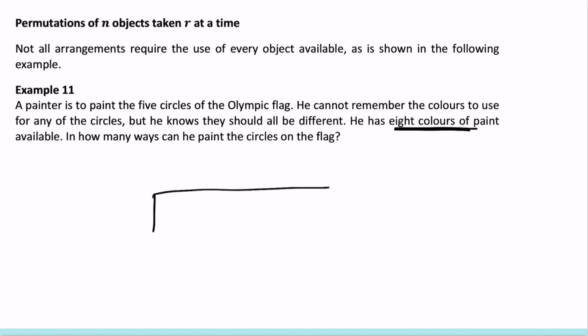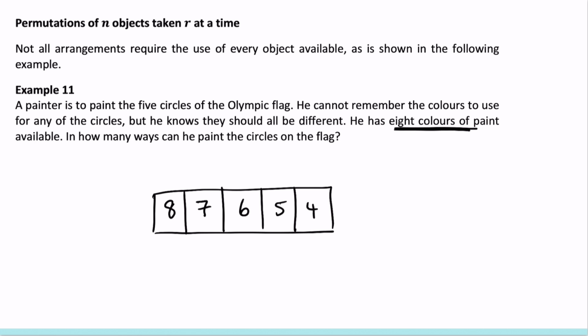Well, the box method, as always, my favorite thing, will really help us in figuring this out. So he has 8 colors of paint and we need 5 different colors. So I have 8 choices of color for the first one. Then I have 7 choices, then 6, then 5, then 4. So you'll see that this time, instead of going all the way to 1, it cuts off here, which is why we can't use our factorial as normal.